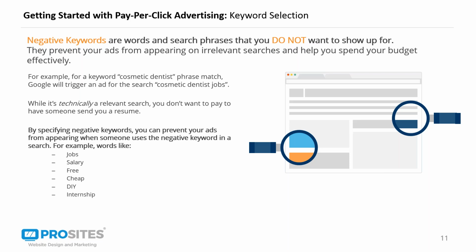There's a couple other examples in here: job, salary, free, cheap. I mean, maybe you want to show for cheap dental work, maybe you don't. Really up to the practice. Other things, college, schooling, degree, things like that. Those are the types of things that you're going to want to exclude.